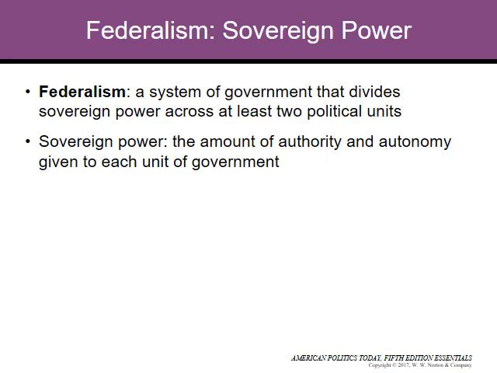How did a policy that originally differed by state become a single national policy? And why did the winning policy move in the direction that it did? The answer has to do with federalism. Now, we're going to define sovereign power here as the amount of authority and autonomy given to each unit of government. And the conflict is, who gets sovereign power? Under federalism, both the federal or national government and the states have sovereign powers.